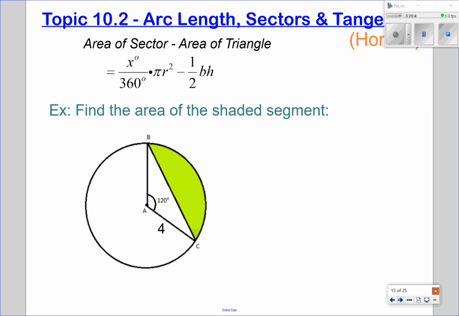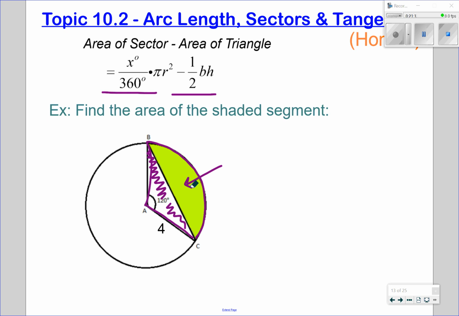Let's try again. Okay, so this time, same process. Area of our sector minus the area of our triangle. So our sector this time is bounded by this radius, so we're going to find the area of this whole thing. And then we're going to scratch out the area of this triangle, so we'll be left with our segment.